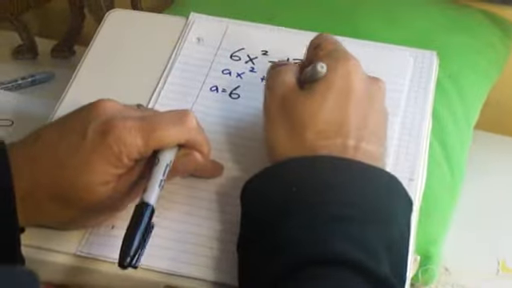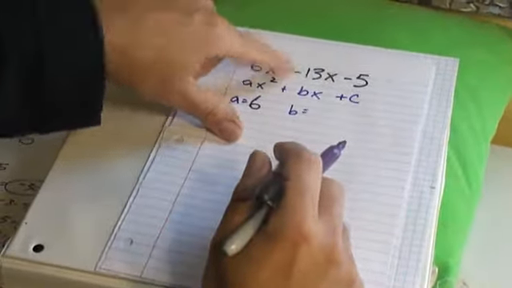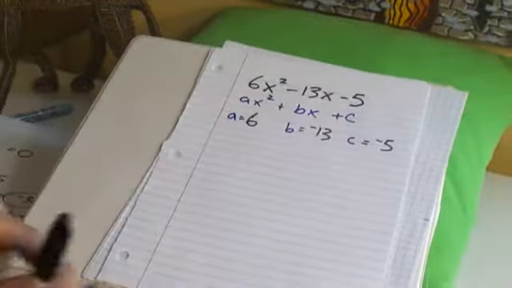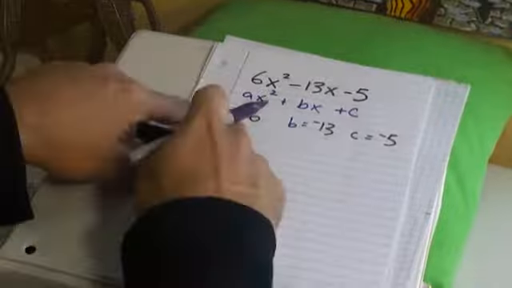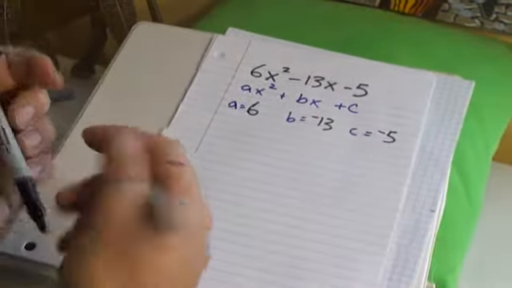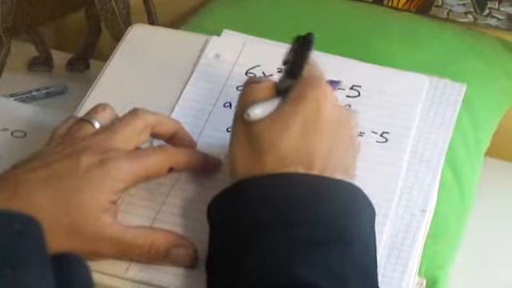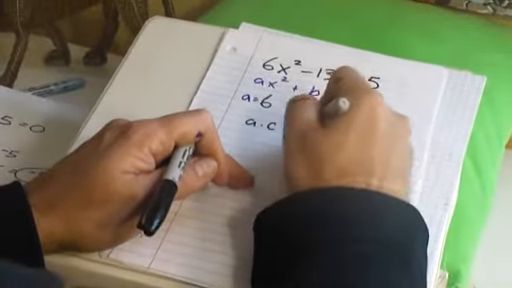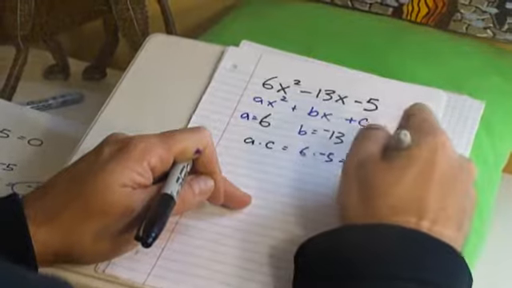B is what? That's minus 13, so B is negative 13. Okay, so we'll put negative 13. What's our C term? C is negative 5. We put negative 5 there, okay? So we have A, B, and C. It's the first step. We're going to multiply the A term times the C term. We're going to go A times C, and what do we get here? We get 6 times negative 5, which equals negative 30.